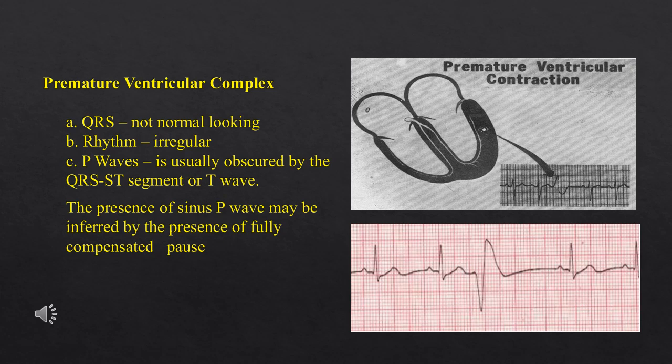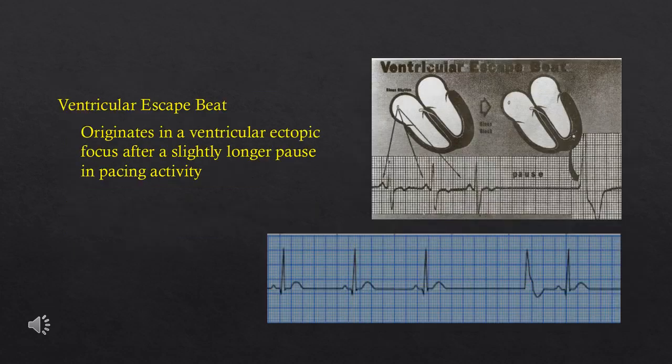Premature ventricular complex is characterized by an abnormal-looking QRS and an irregular rhythm, and the P wave is usually obscured by the QRS, ST segment, or T wave. Ventricular escape beats originate in a ventricular ectopic focus after a slightly longer pause in pacing activity.